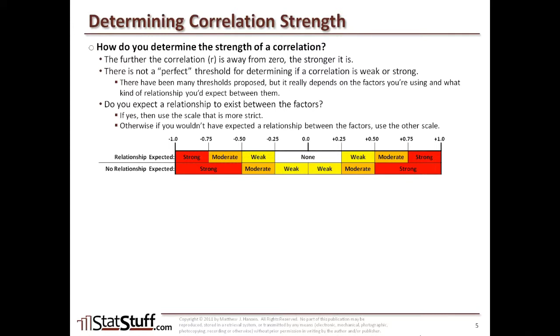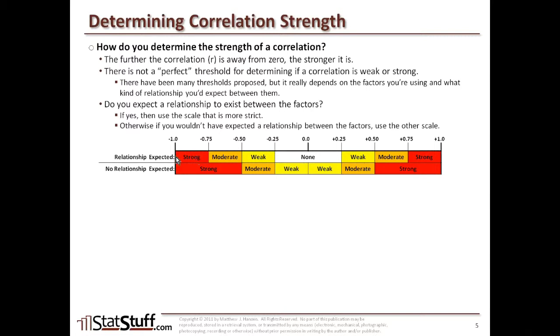So here's what the scale might look like. This is where we have the extreme on the left-hand side of a -1, all the way going up to a +1, which could again be a -100% or a +100%. Right in the middle is 0, where we would say there's no relationship.